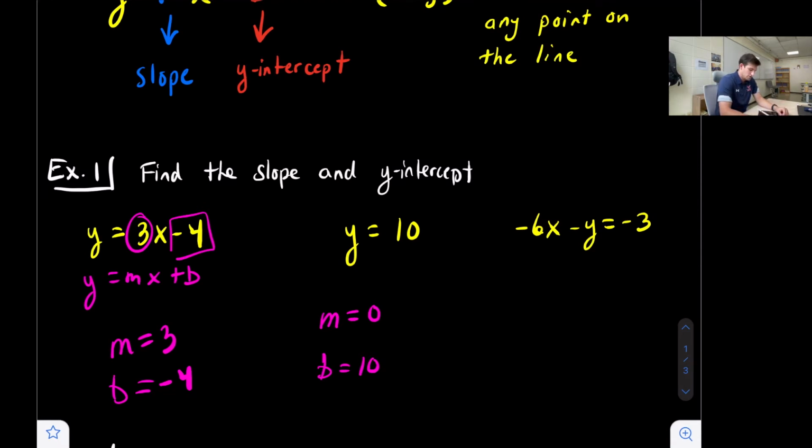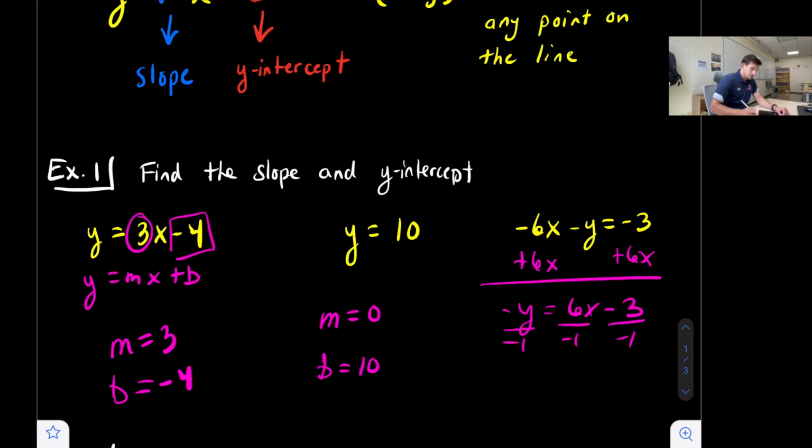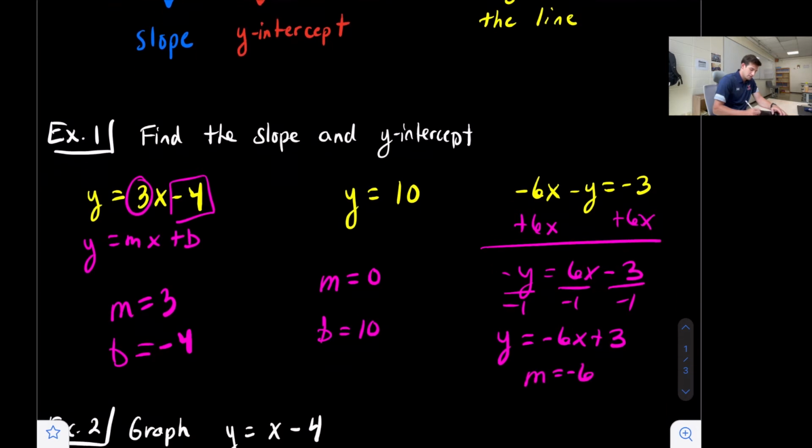Now on the third equation, notice that that is in standard form. It's not in slope-intercept form, so let's write it in slope-intercept form so it's easy for us to identify the slope and the y-intercept. So to do this, we want to solve this equation for y. So let's add 6x to both sides. So now we have negative y is equal to 6x minus 3. And let's change negative y to positive y by dividing by -1. So now we have y equals negative 6x plus 3. So now we can easily identify our slope. m would be -6. And b would be 3, okay?